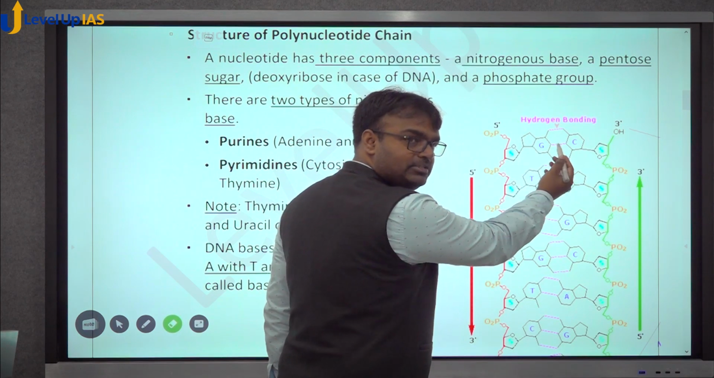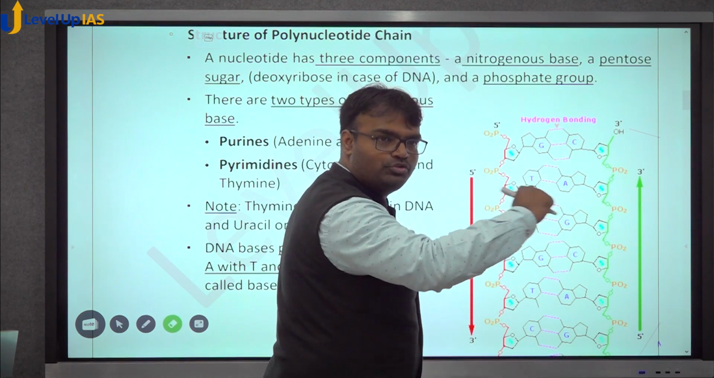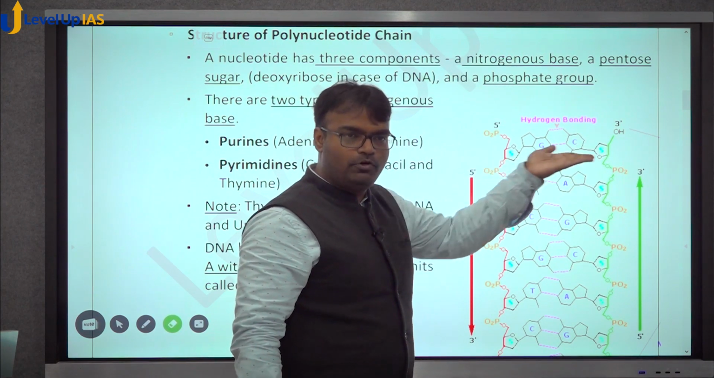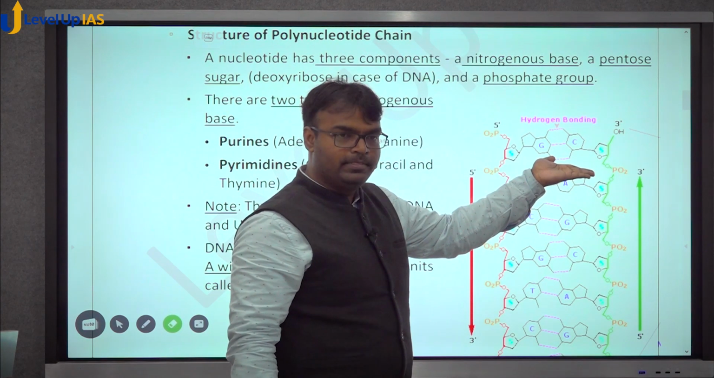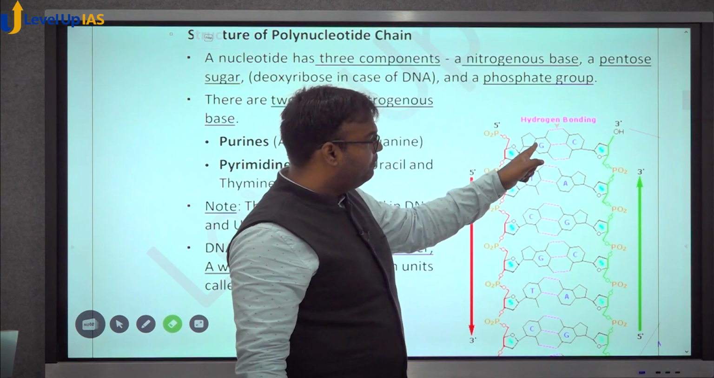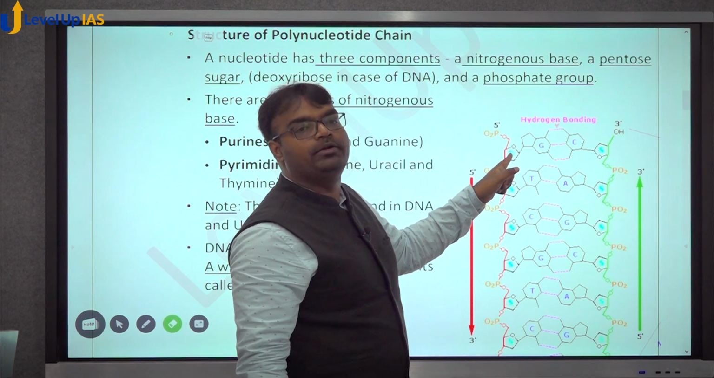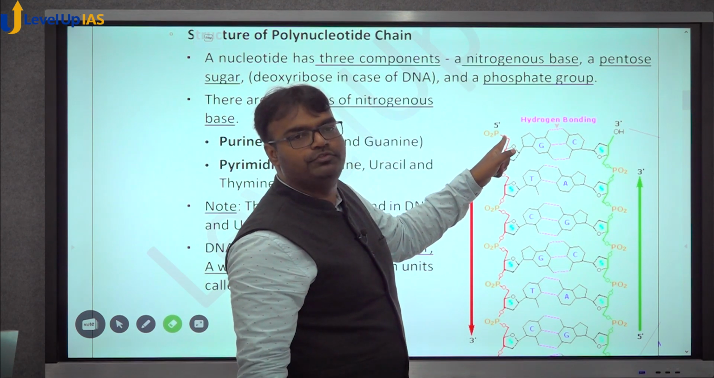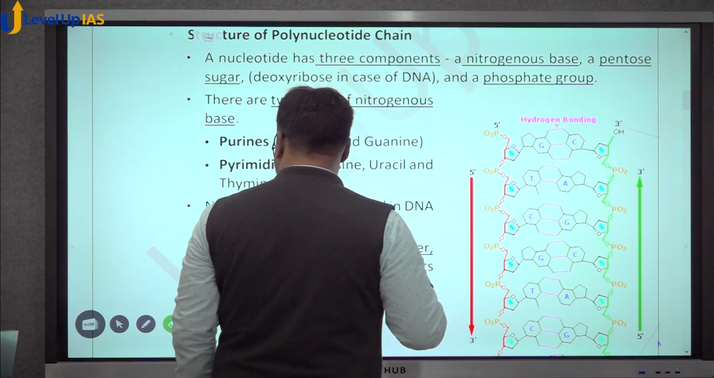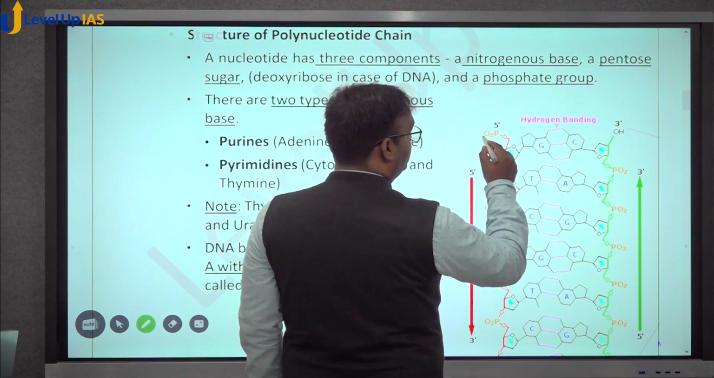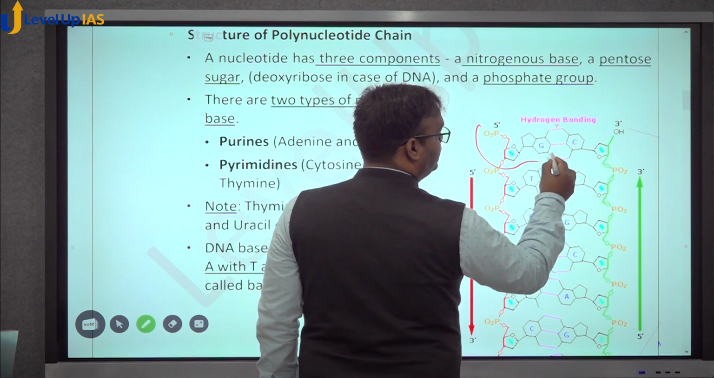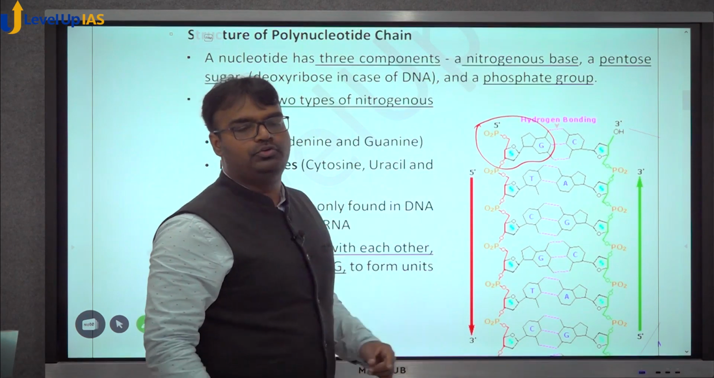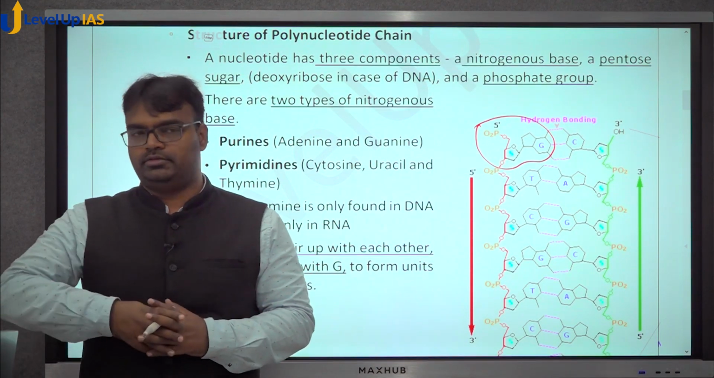GC base pairs formed the horizontal part. These are the nitrogen bases. Pairing of the nitrogen bases has formed the horizontal part of DNA. In the vertical part, a base is attached to a sugar, pentose sugar, and this pentose sugar is attached to the phosphate group. This thing together, one nitrogen base, one sugar and phosphate group, is what is known as a nucleotide.